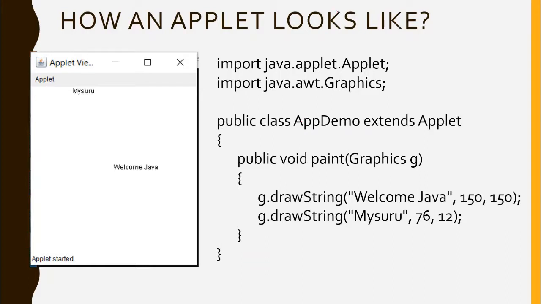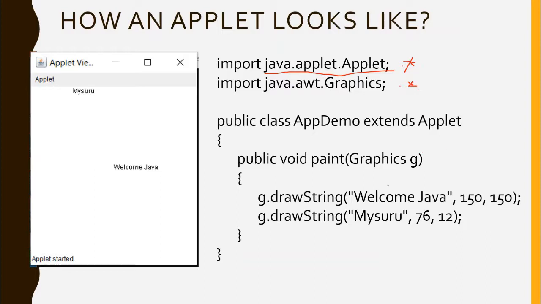First of all, you need to import these two packages: java.applet.Applet, or you can type applet.* with an asterisk, and awt.* asterisk. You can do it something like this, or you can specifically import the packages that you are going to work on. These two are the first two lines that need to be there.